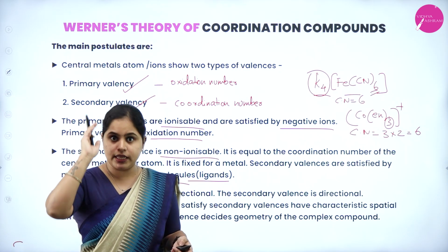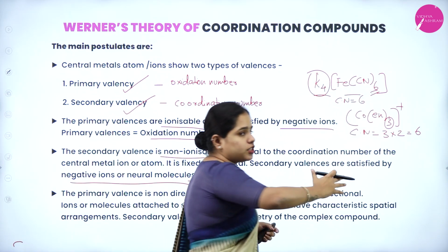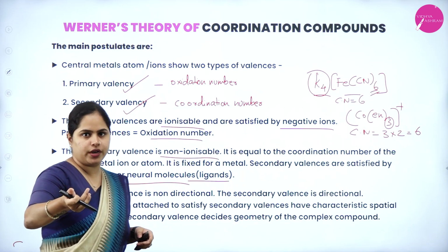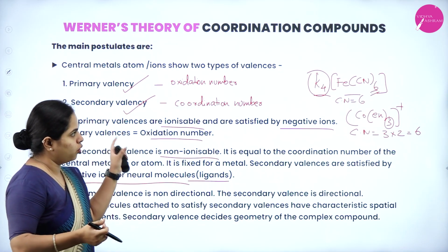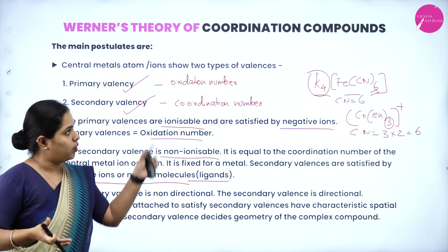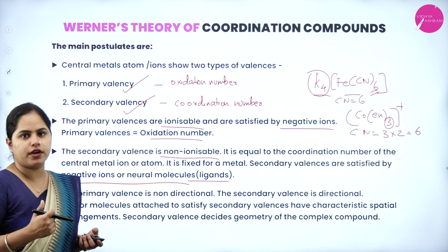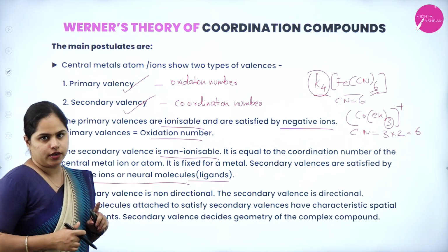We have already studied in the first session itself that this particular coordination sphere does not dissociate into its constituent ions, right? Only K4, that is your potassium, and the coordination sphere will separate, but whatever is present inside the coordination sphere will not dissociate, right? This we have already discussed. So that is why it is non-ionizable, right?